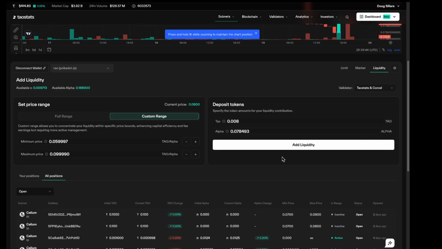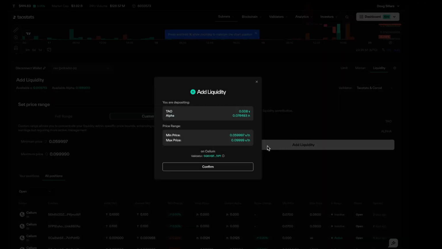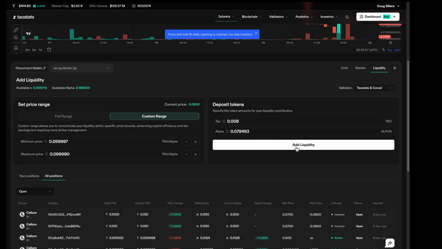Once you've found the range where you're happy, you just click Add Liquidity. You'll see an alert. You hit Confirm, enter your password, and your liquidity position will be set. Taostats is one of the first interfaces where you can add liquidity to subnets and then monitor it in real time.